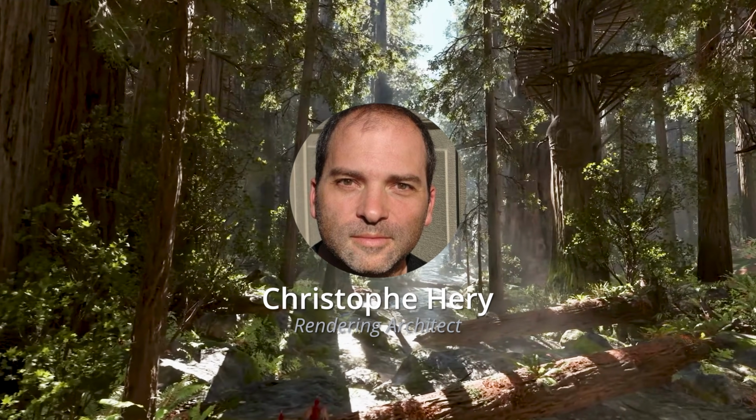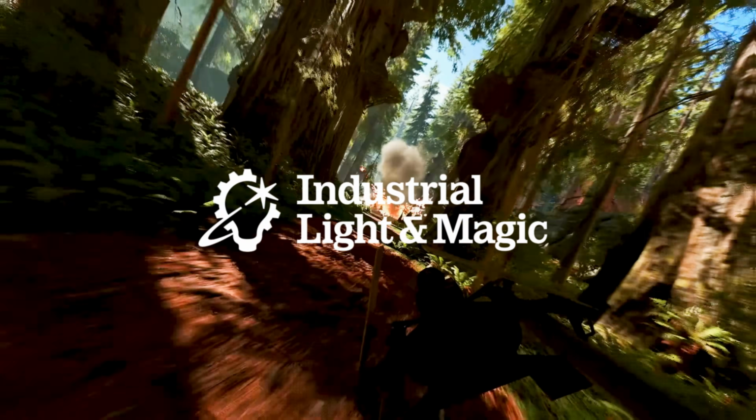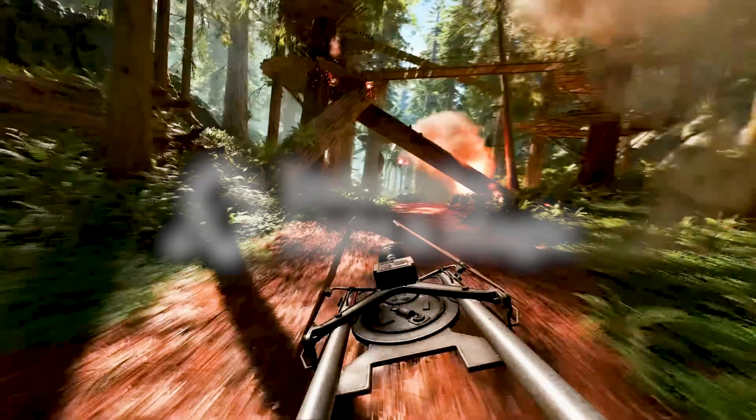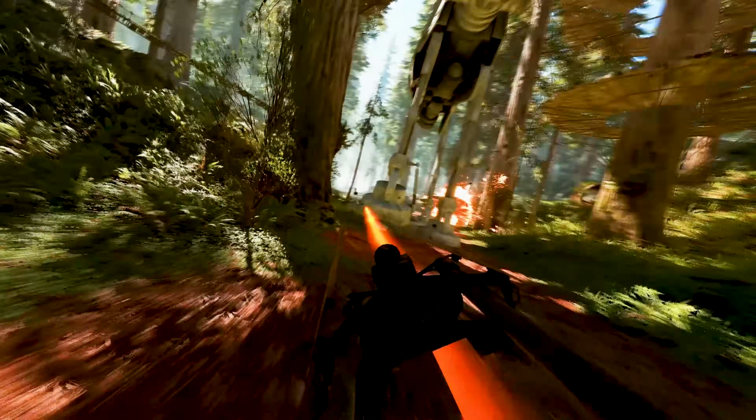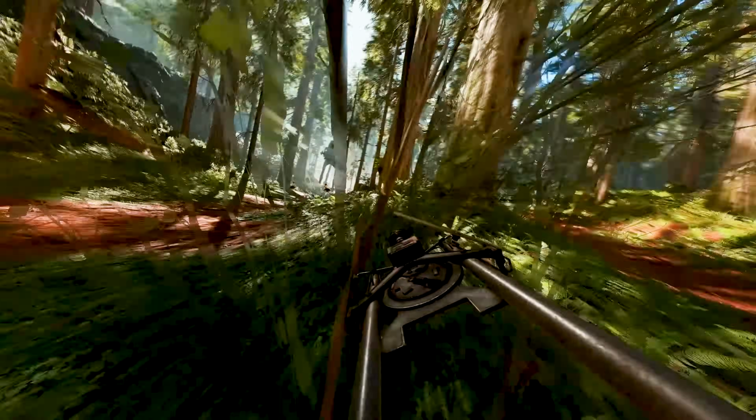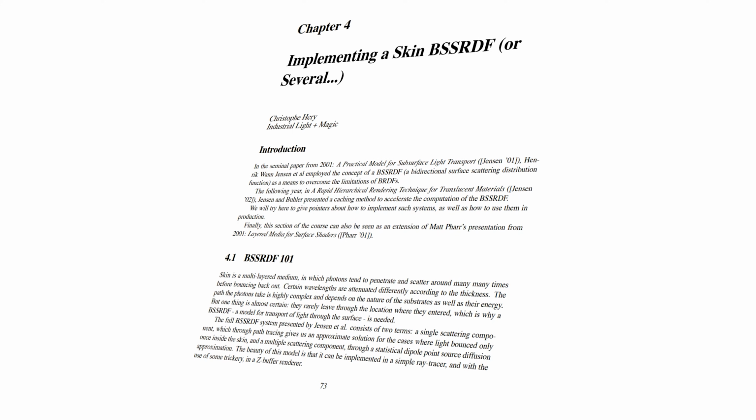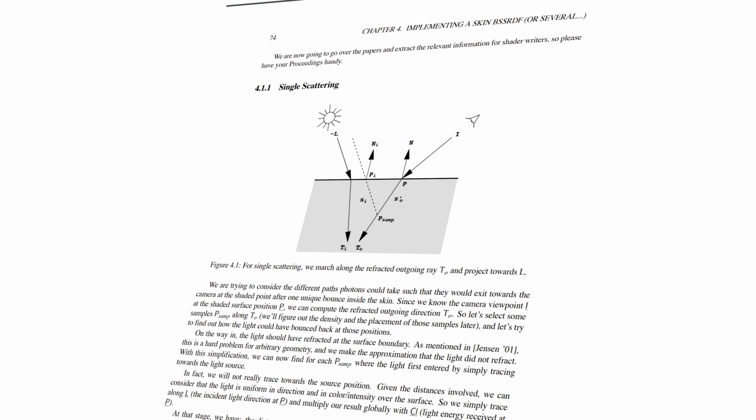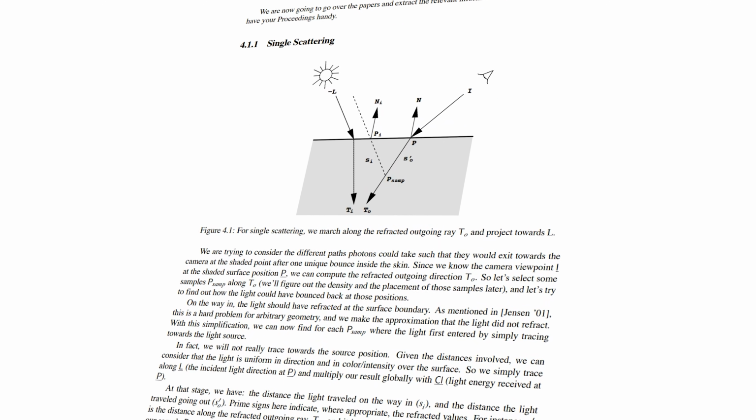This is where we start thanking a man named Christophe Hery. While working at Industrial Light and Magic, he came up with a brilliant method to calculate geometry depth without any ray tracing whatsoever. In fact, it's so elegant that despite being over 20 years old, it's still widely used by AAA studios today.